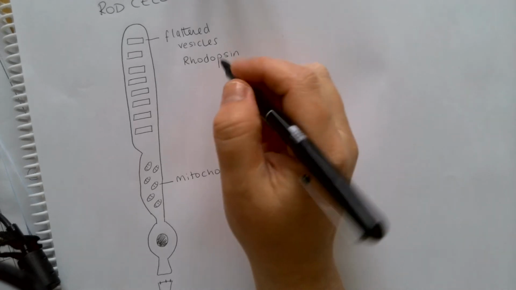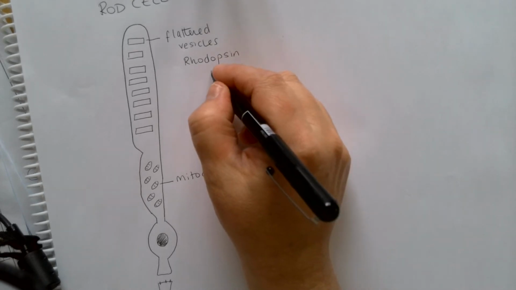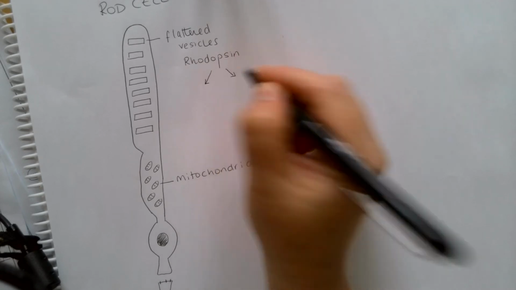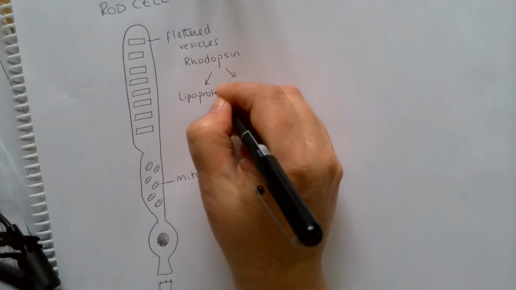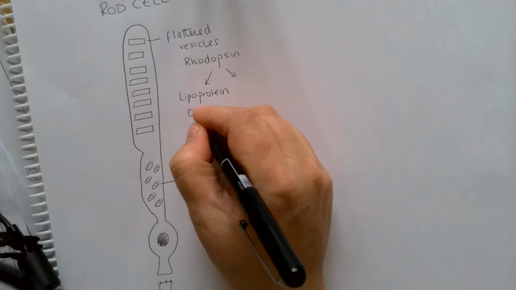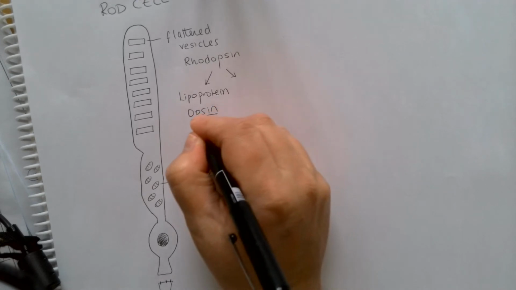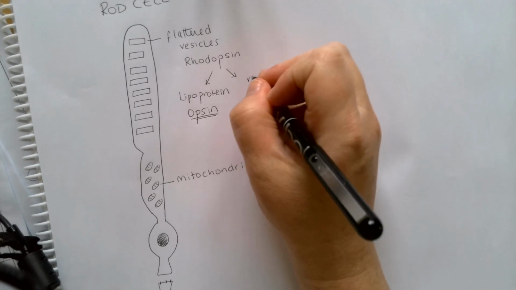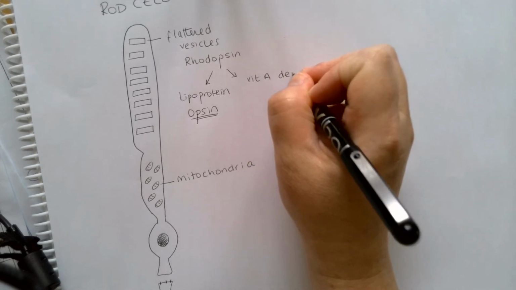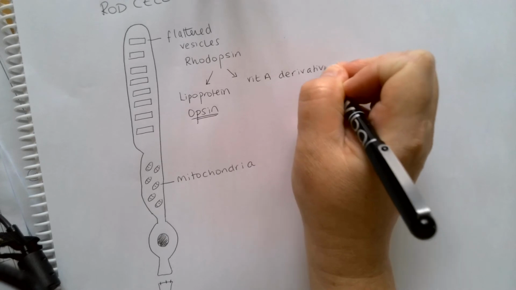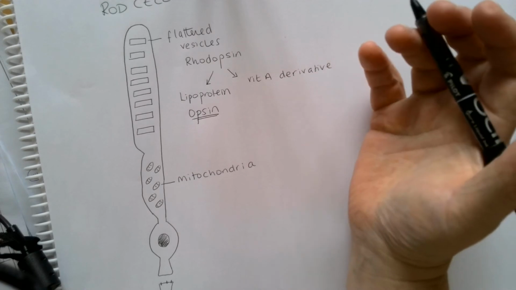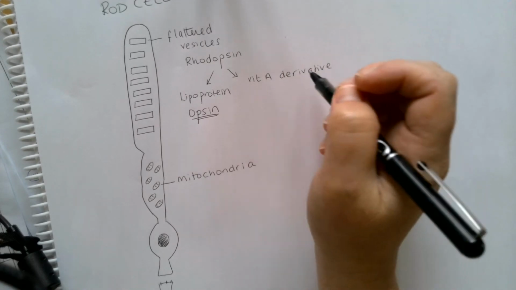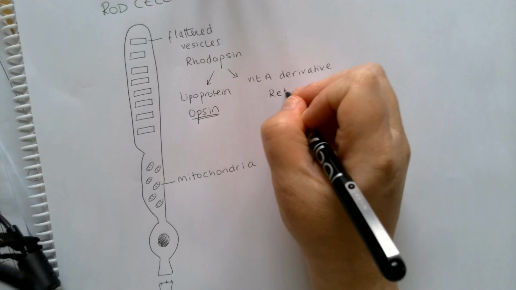Now if we look at rhodopsin, we'll see that it's actually made of two different pigments. The first one is a lipoprotein, and that is called opsin. And we also have a vitamin A derivative. If you think about vitamin A, we've talked about vitamin A before at GCSE, and we always think of it as related to the eye, and this is the reason. So it's a vitamin A derivative, and it's called retinal.